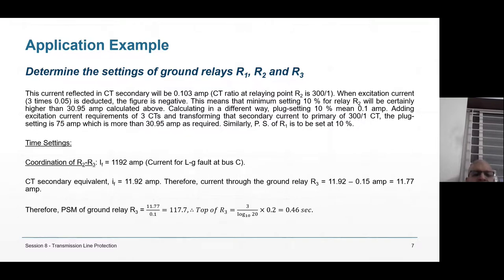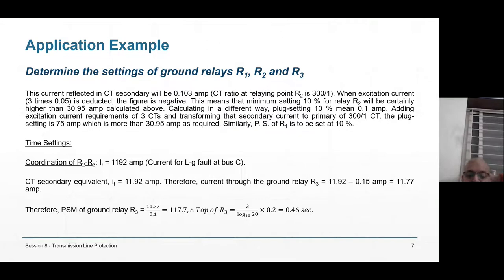If you want to check with reference to the coordination between R1 and R2, calculating in a different way, the flux setting of 10% is 0.1 ampere. Adding 3 CT currents, it's 0.25. When you take the 300 by 1 ratio, it is 75 ampere, and your calculation is 30.95. 75 is certainly more than 30.95, so you have to take 10%. So R2 plug setting is also 10%.